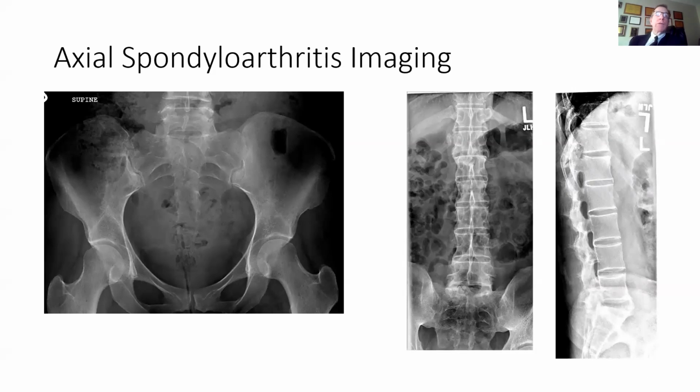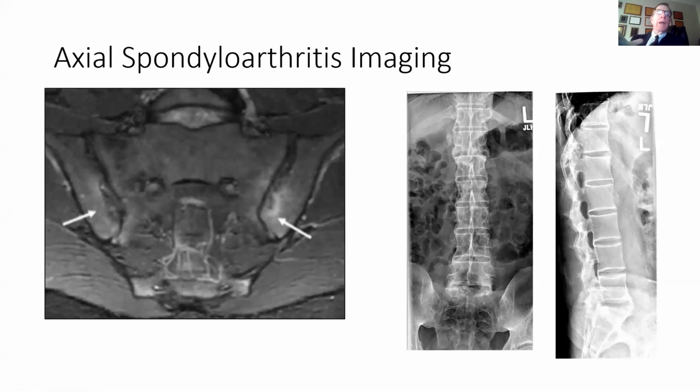And of course, on the left, you can see relatively normal thick SI joints as they're supposed to look. And on the right, you see grade 4 or complete fusion of the SI joints, as well as the typical bamboo spine that we see in people with advanced ankylosing spondylitis.